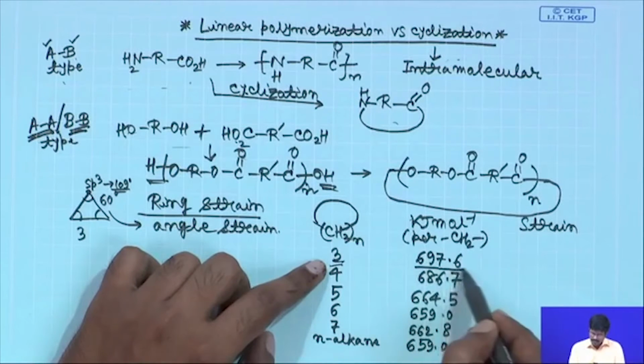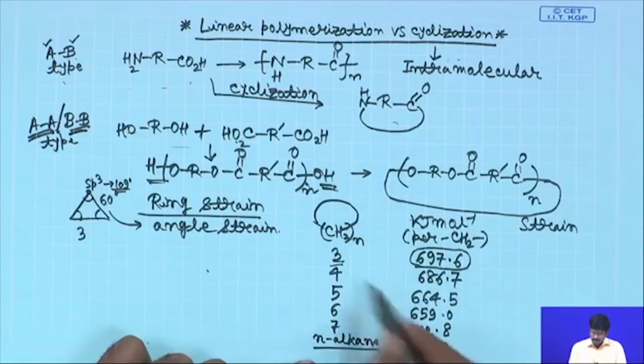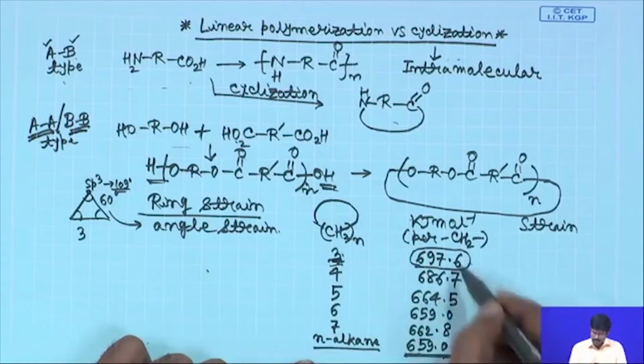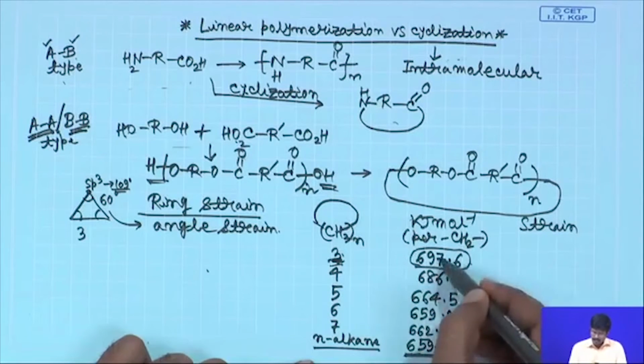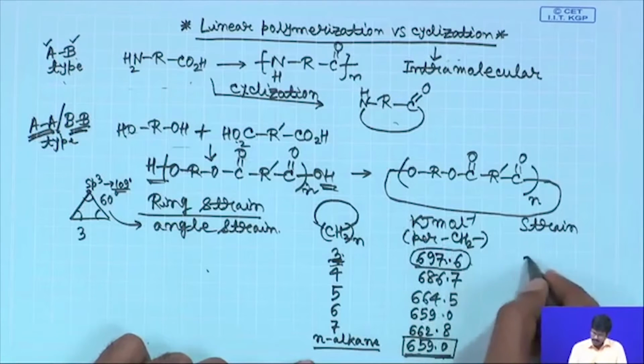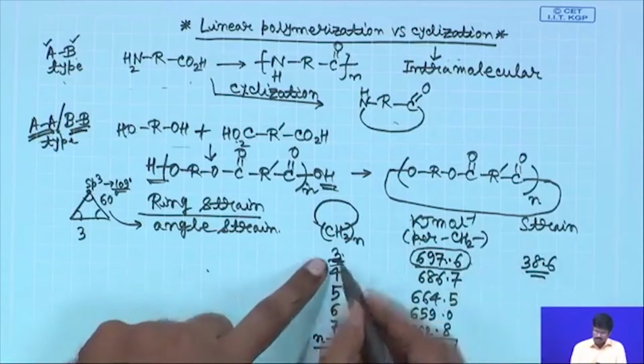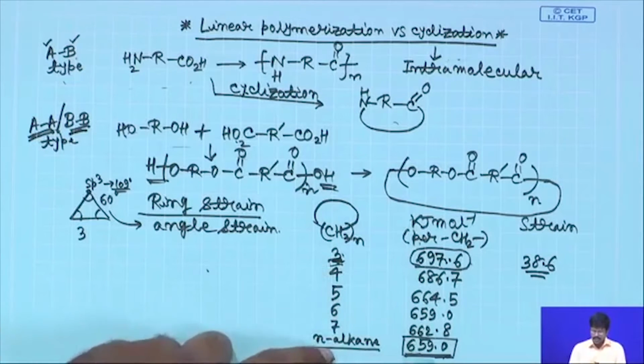So, this is the heat of combustion. Now, n-alkane is the reference, this is its heat of combustion. So, this ring is unstable, I mean it has strain by this much higher energy. So you subtract this value from this value. This difference will give you 38.6 kilojoules per mole strain per CH2 unit for the 3 membered ring. So, the reference is n-alkane.